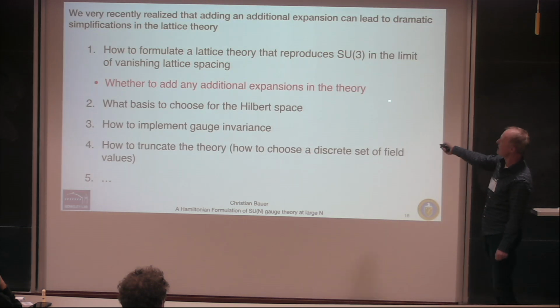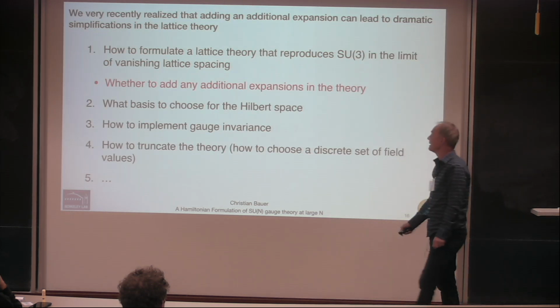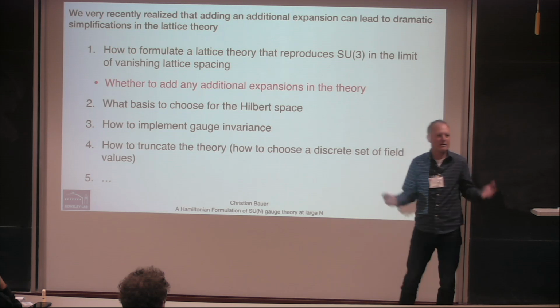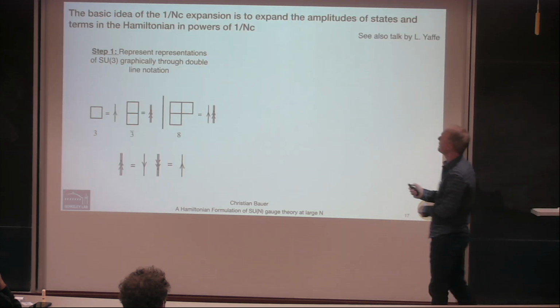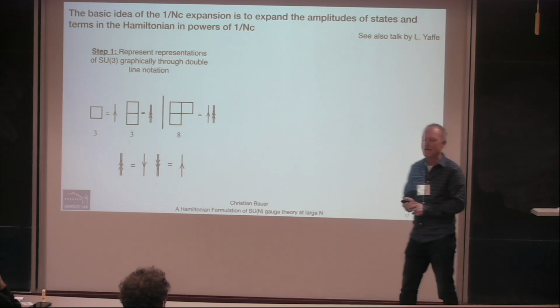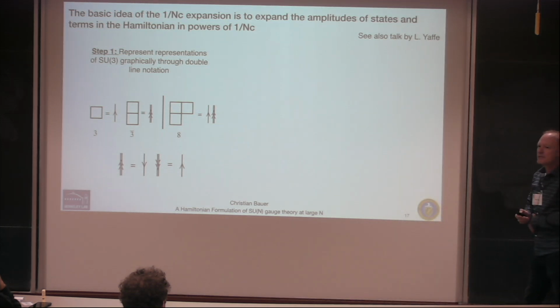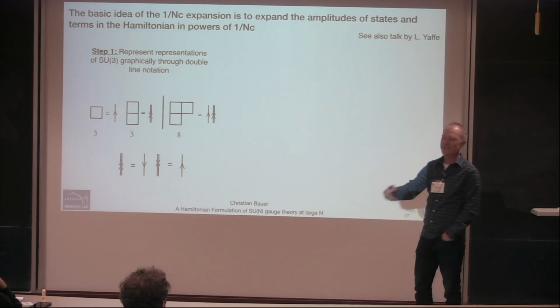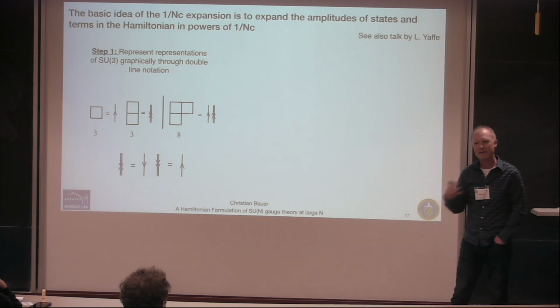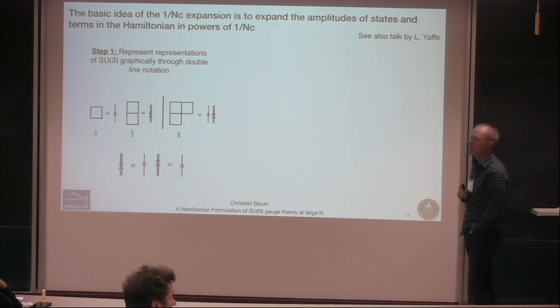And so what I want to talk about is, what if we add additional expansions in the theory? What other expansion parameter do we possibly have in an SU(N) gauge theory? Well, we all know it's the expansion in 1 over N. So the first thing that we did is think about the representations in a different way, in a way that makes it a little bit easier to talk about SU(N) and the expansion.